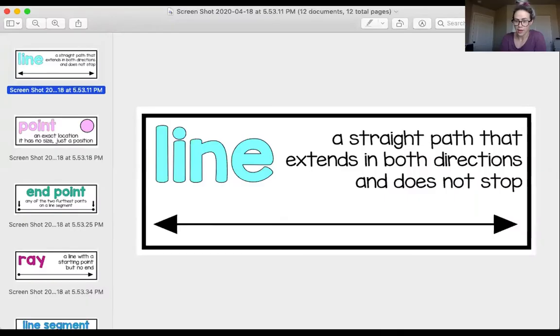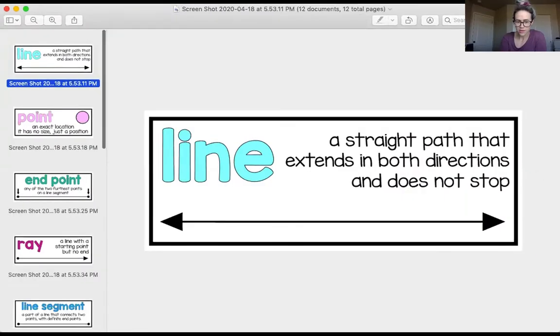All right, my friends, let's do a quick review of what we learned in the last lesson, lesson 1. I'm going to go ahead and share my screen with you. I'm just going to review some vocabulary that you should know already. So right here we have some vocabulary that we learned last time. A line is a straight line that extends in both directions and does not stop. That was part of the exit ticket. If you got that right, awesome job. Keeps going, does not stop.